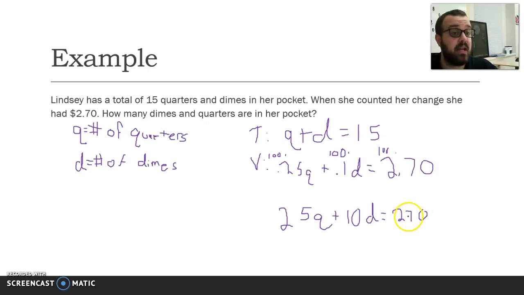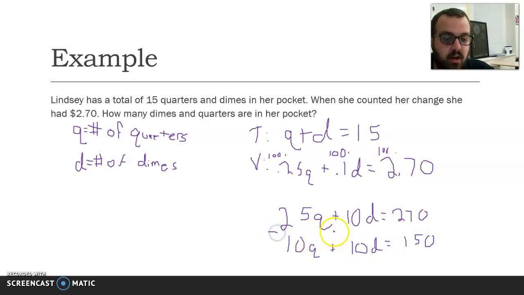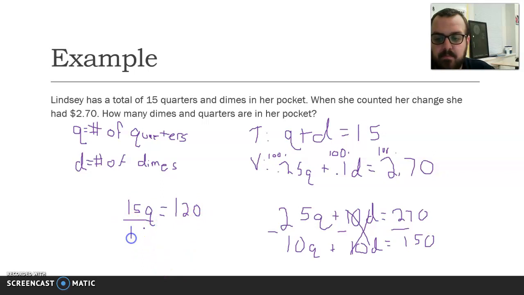Now, I'm going to, again, use elimination for this, so I'm going to take this top equation and multiply each term by 10. So I'm going to get 10Q plus 10D equals 150, okay? And now you can go ahead and subtract these from each other and do my elimination. These are going to cancel out. And I'll write it over here. I get 15 quarters is going to equal 120. All right. And then I'll go ahead and divide by 15. Divide by 15. And I'm going to get my number of quarters equals 8.